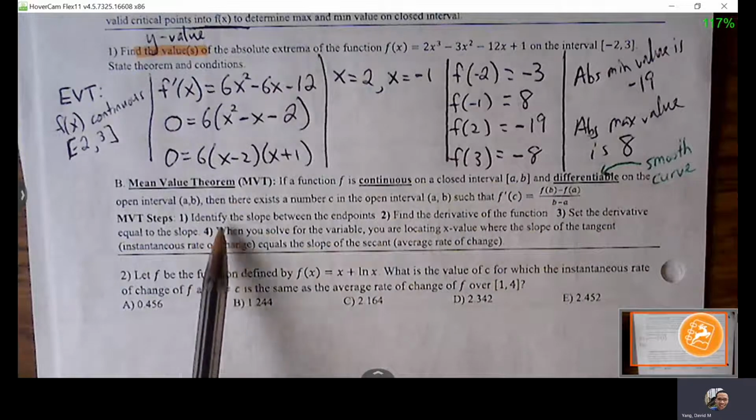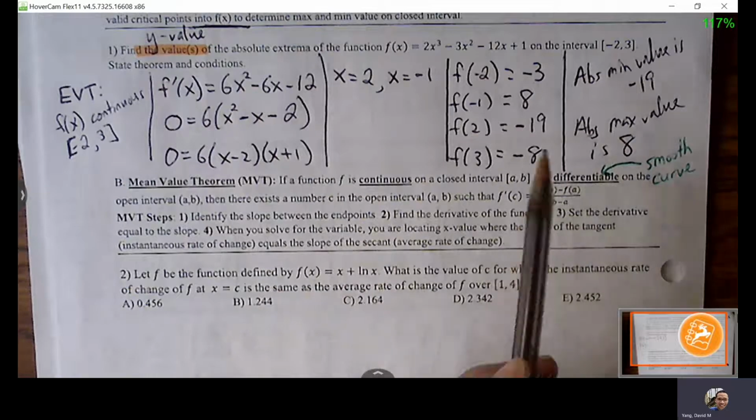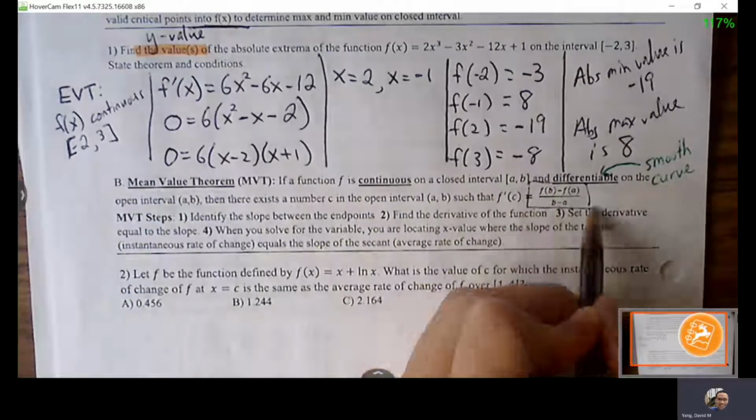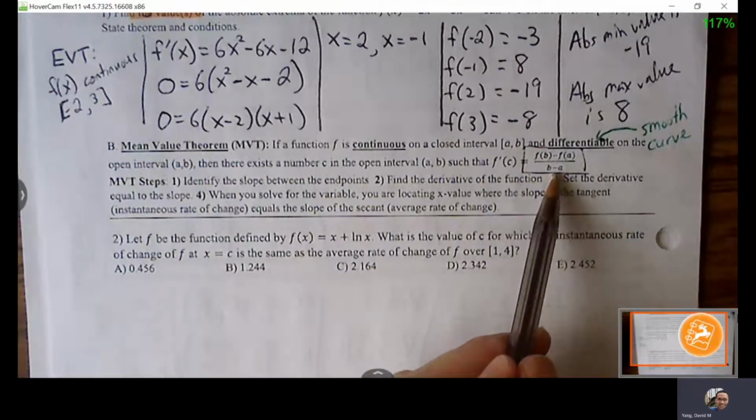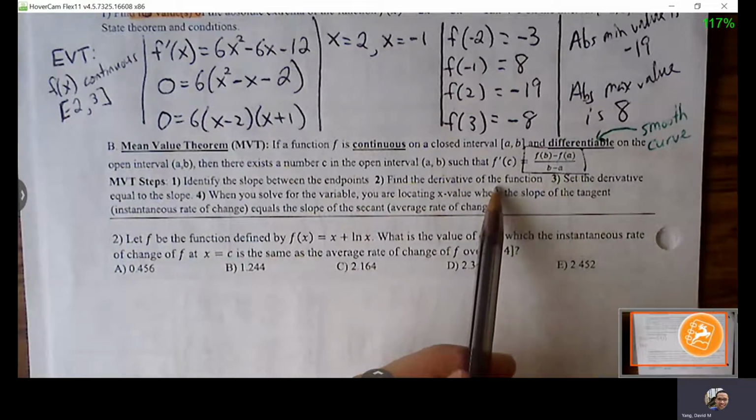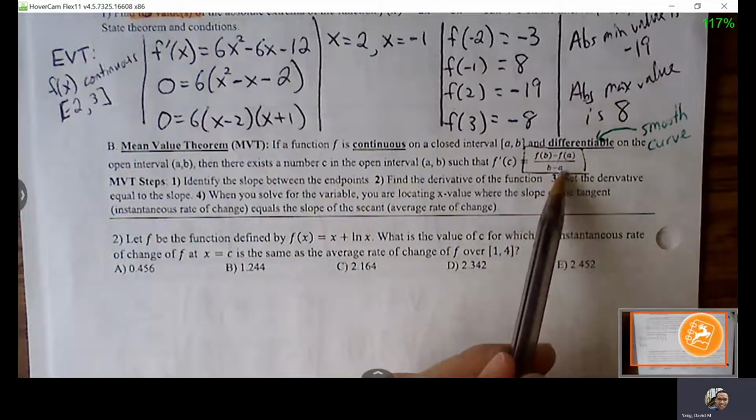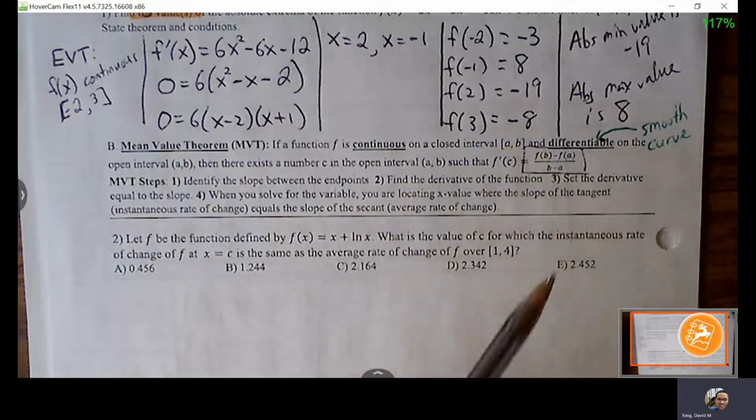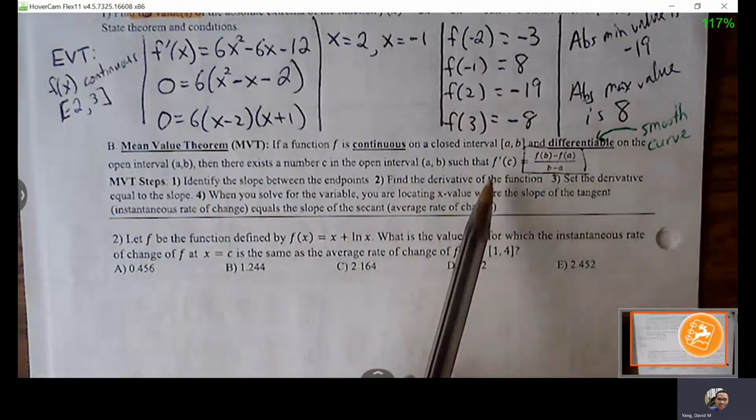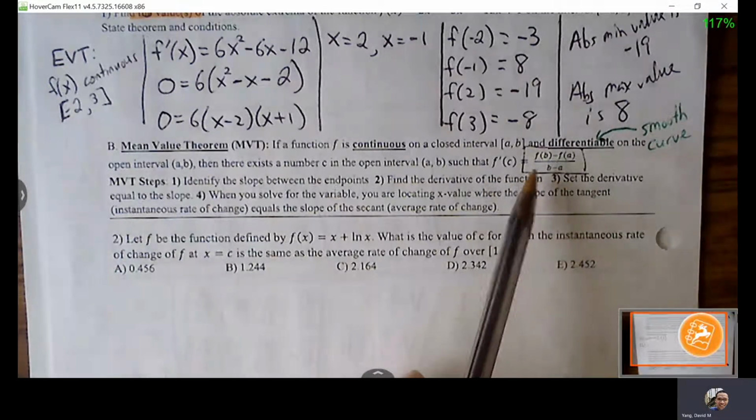So here are the steps. We're going to first identify the slope between the endpoints. So you're always given the endpoints, plug into the original function, and just focus on finding that slope. No calculus in the beginning. After you get to that number, then you can set that number aside, and we'll come back to it. We're going to next find the derivative of that function, f prime, and then we set the derivative equal to the number that we found at the very beginning. When we do that, we're able to ask the derivative function to give us the location on the curve where that specific slope value, that steepness, is going to exist.